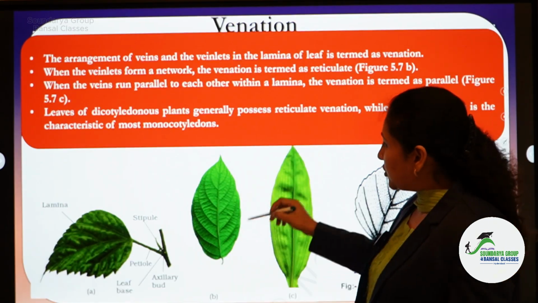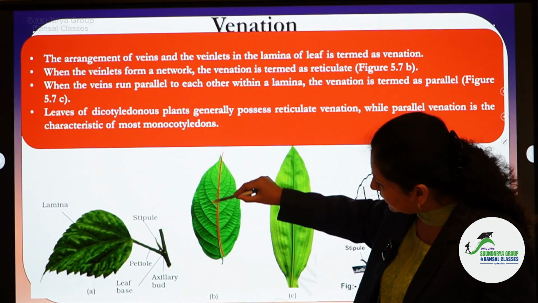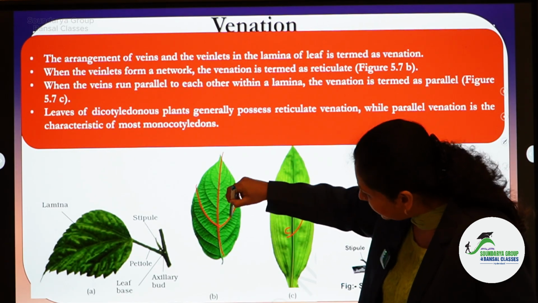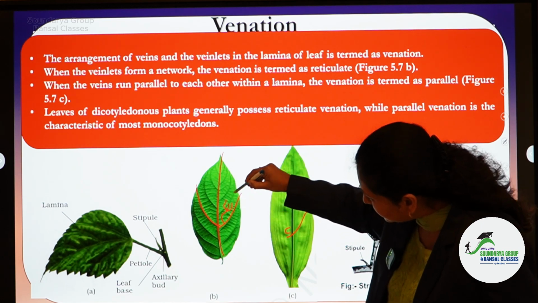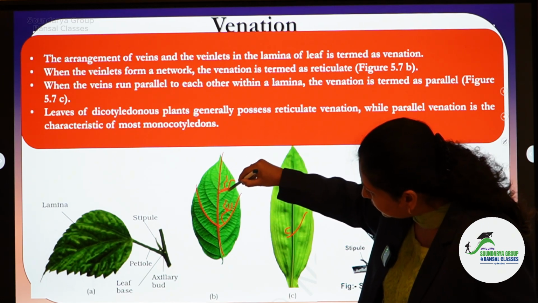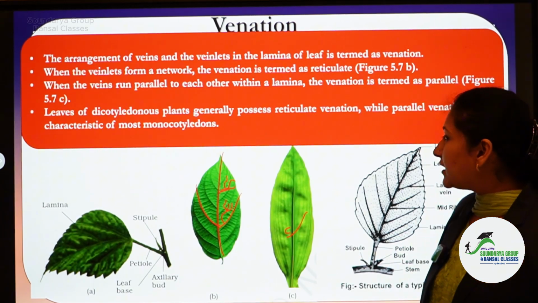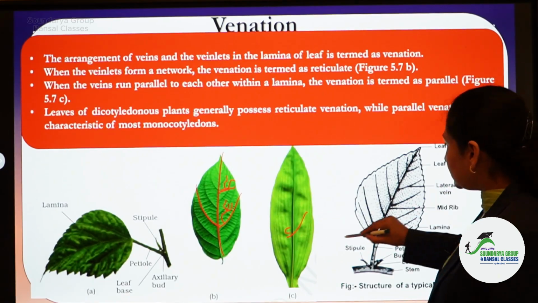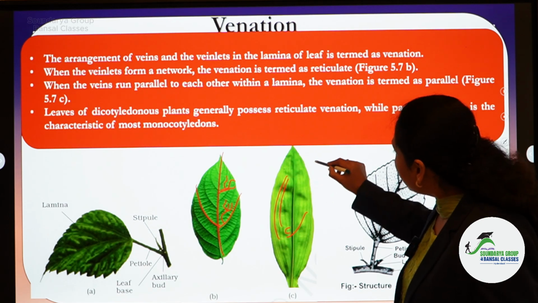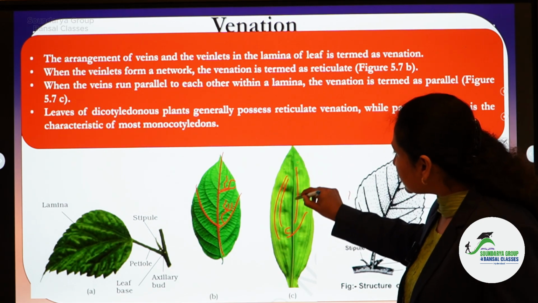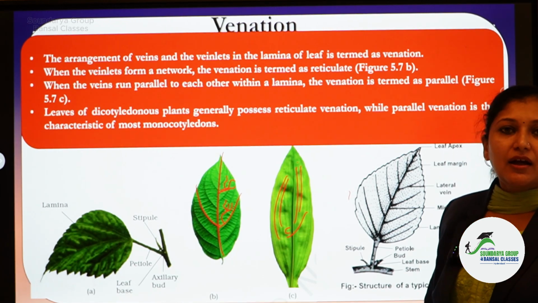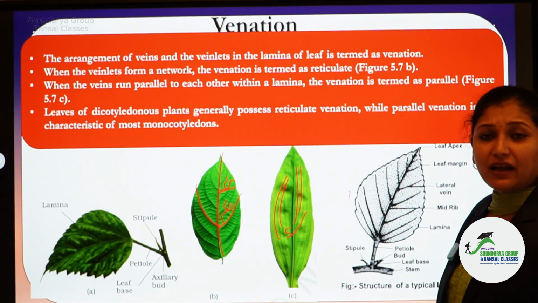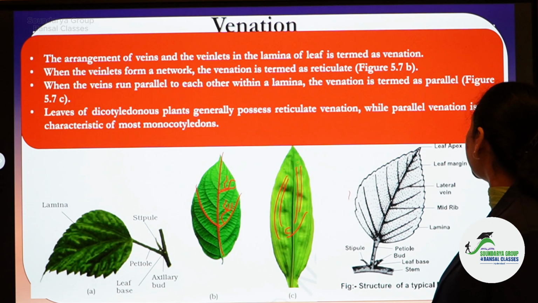Then leaf venation. We have two main types of venation. This type of venation where you have one midrib and side veins, and again from those, smaller veins will come up. This type of net-like arrangement is called reticulated venation. And you can see here parallel venation, where veins are running parallel to each other. Reticulated venation is present mainly in dicots, and parallel venation is mainly present in monocotyledon plants.